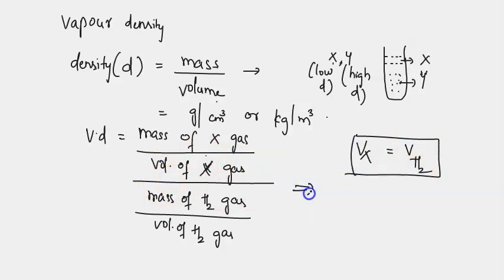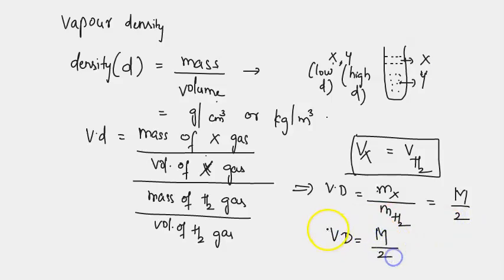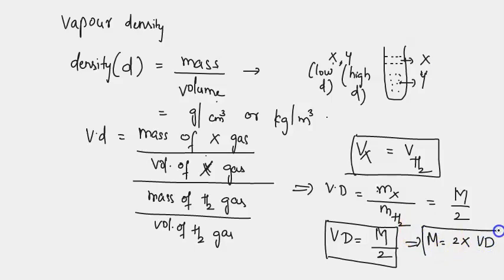Then the vapor density will be equal to, from this, mass of X gas by mass of hydrogen gas. Here mass of hydrogen gas, in the sense it is 2. So molar mass by 2. So vapor density is related to molar mass of a particular gas by 2, or from this molar mass will be equal to 2 into vapor density.